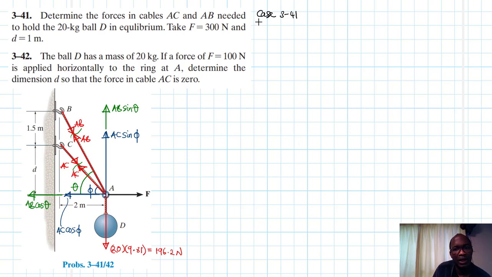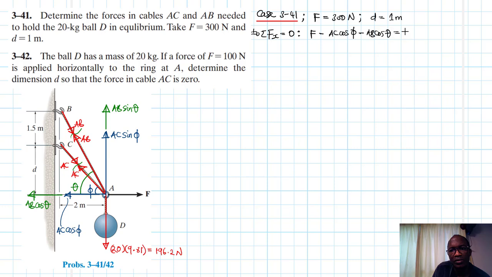All right, there we go. Great. So what do we have in the first case? Mind you, we've been told in the first case that F is equal to 300 newtons. What else? We've also been told that D is equal to 1 meter. Great. So let's apply the equations of equilibrium. So we'll say summation of forces in the x equal to 0 going in this direction being our reference positive. So what we have: F minus AC cos phi minus AB cos theta equal to 0.